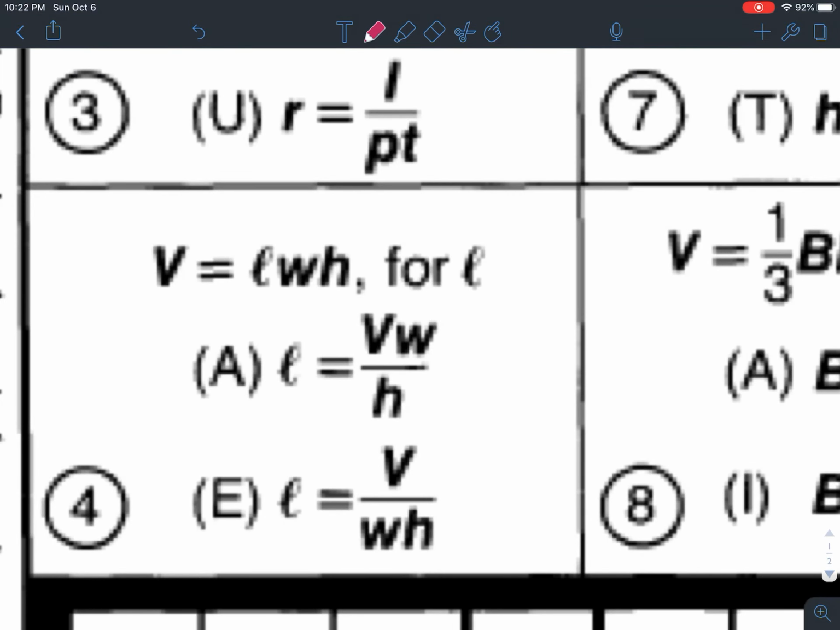So for number 4, volume equals length times width times height. So we're going to solve for L. So we need to, again, divide by W times H. If I divide W times H by W times H, I get 1. So the length is equal to the volume divided by width and height.